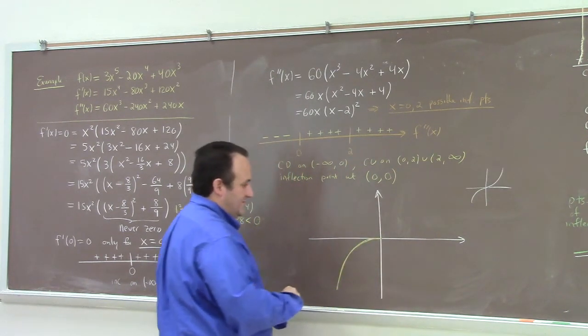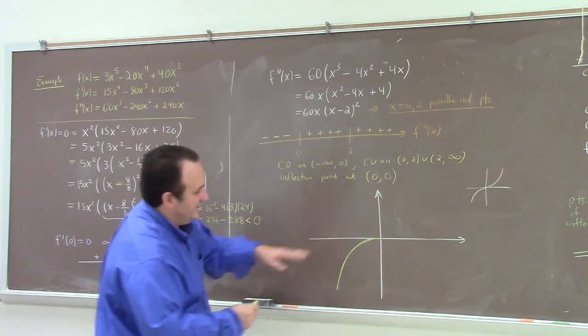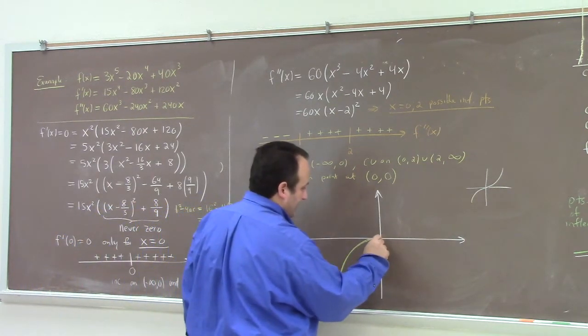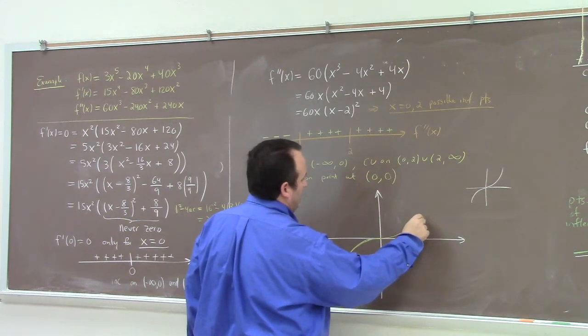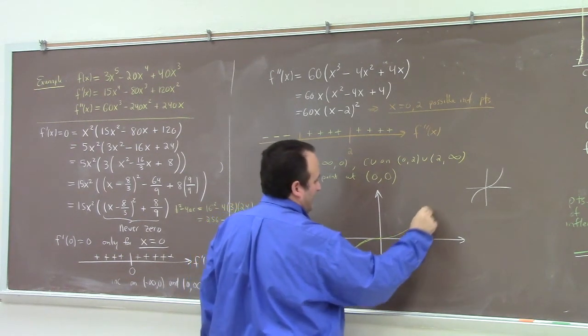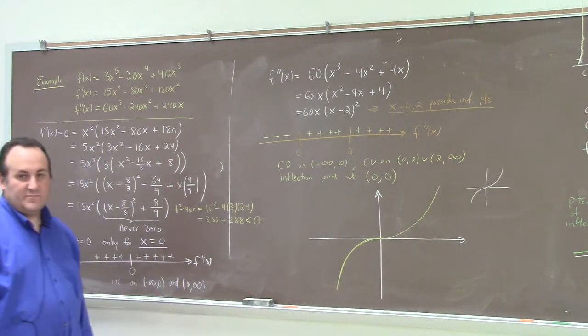Anyway, so concave down up to the origin, and then it turns up, right? And something funny happens at 2. I'm not sure exactly how to graph that, but basically this is the best I can do with what I've got. That's the graph.